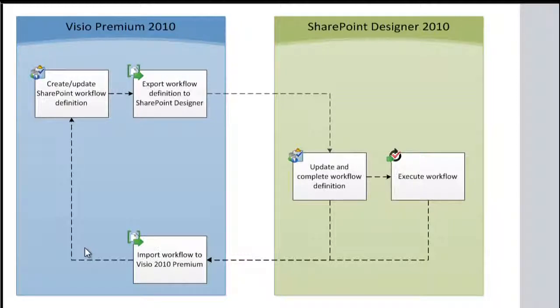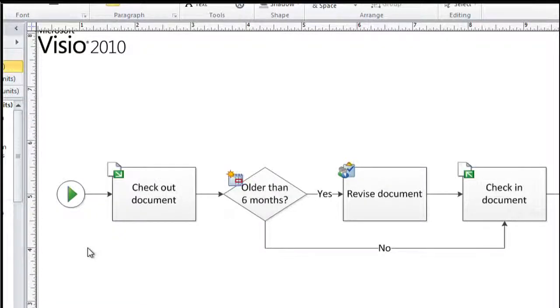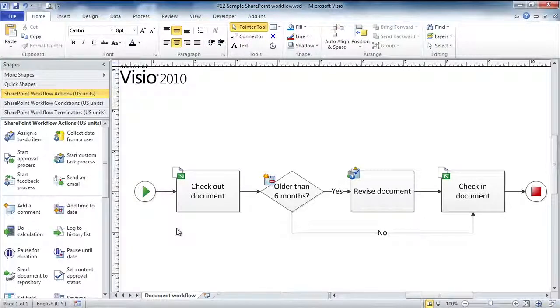So let's see how that works. I'm going to switch to a work in progress here. This happens to be a fairly simple diagram describing the process by which we check a document out, learn whether it needs to be updated based on the date. Is it older than 6 months? We update it. If not, we don't have to. And then in either case, we check the document back into the repository.